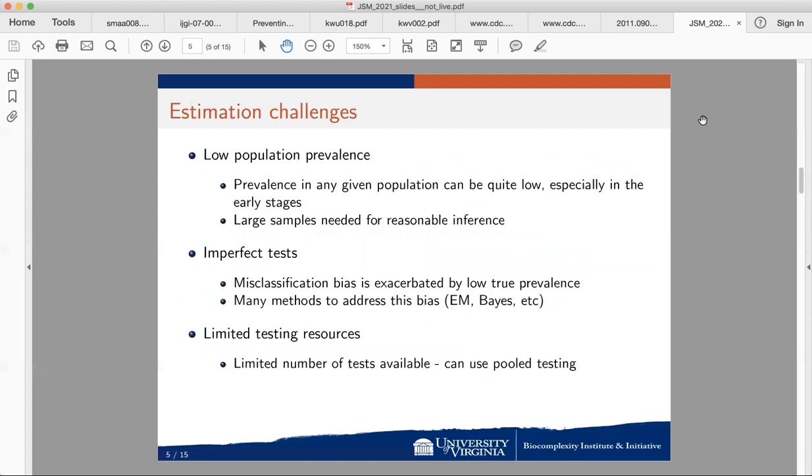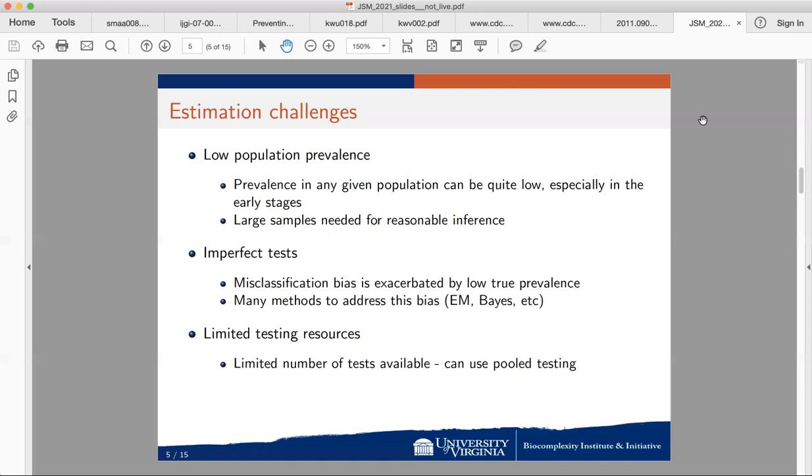Along with those design considerations, there are a number of estimation challenges that present themselves in these types of settings. The first is that of low population prevalence. Especially in the early stages, the prevalence in a given population can be quite low, which necessitates large samples for reasonable inference. And in addition, we have imperfect tests, which lead to misclassification bias.